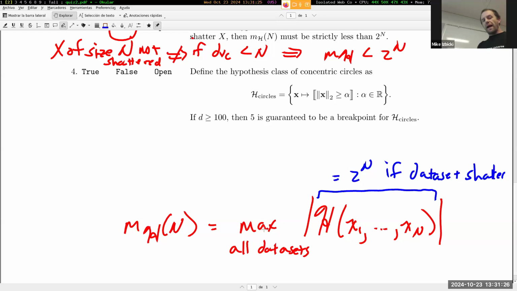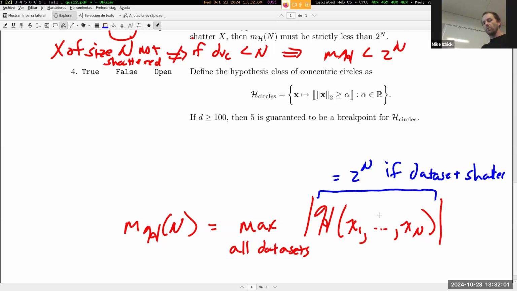But because this is the max over all data sets, we only need one data set that gives us 2 to the n. Only one data set with 2 to the n dichotomies. Only one data set that can be shattered means that the max over all possible data sets is going to be 2 to the n. Because this is a max right here, in real world problems in practice, many of these will not be equal to 2 to the n for real hypothesis classes. They will have to be something polynomial in n if it's less than 2 to the n.